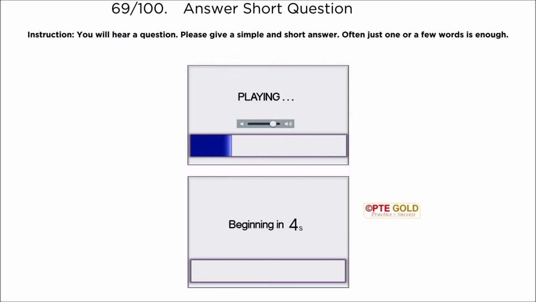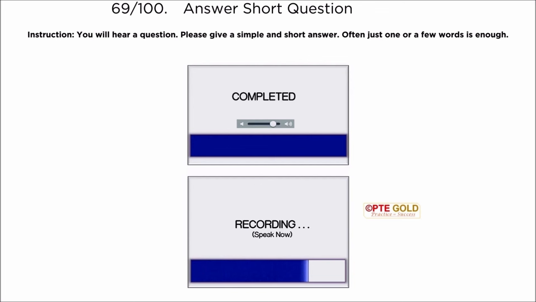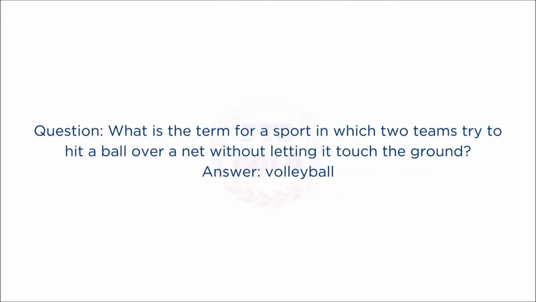What is the term for a sport in which two teams try to hit a ball over a net without letting it touch the ground? Volleyball.